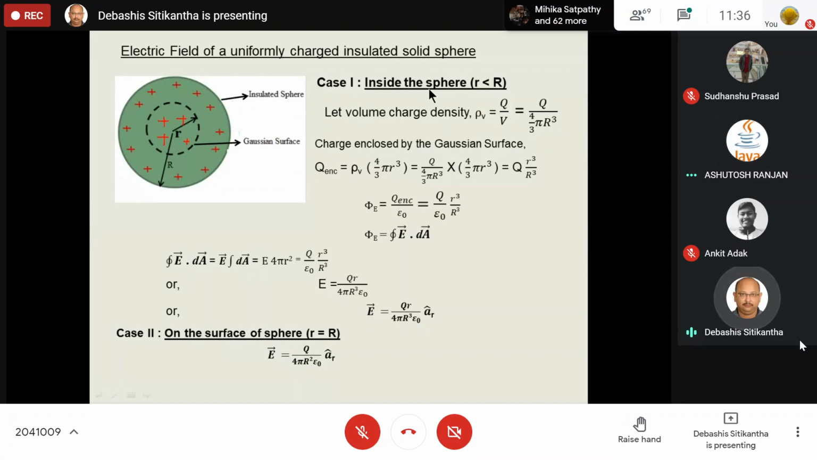Yes, tell me. I am here. So your E is coming as Q by 4 pi r square epsilon naught. Which r? Small r or capital R? Small r. Q by 4 pi small r square epsilon naught. Okay. So you are getting Q by 4 pi small r square epsilon 0 along r cap. Okay, let us see what others are doing. Is there any different answer from anybody?